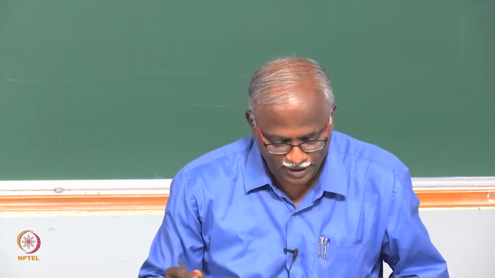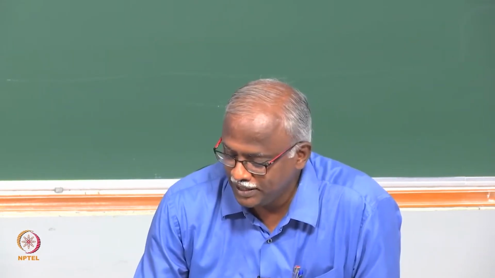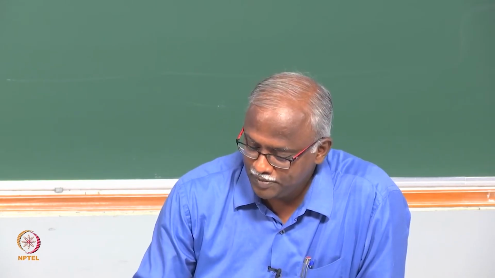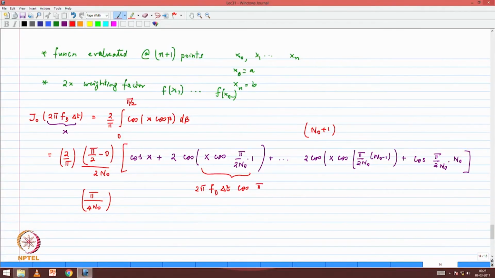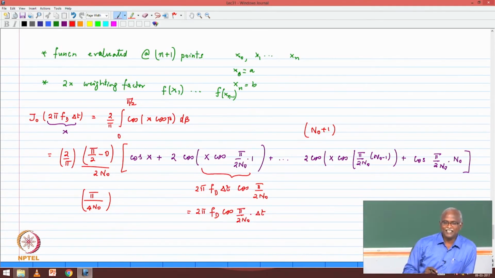Okay. Now we are just one step from the answer. Can you please see what this expression is? Is 2 pi fd times delta t into cosine pi by 2 n naught. Is that correct? So if you rewrite this, this is equal to 2 pi fd cosine pi by 2 n naught into delta t, starts to look like the oscillator that Jakes was using. And if you go back and verify, it is very, very close.